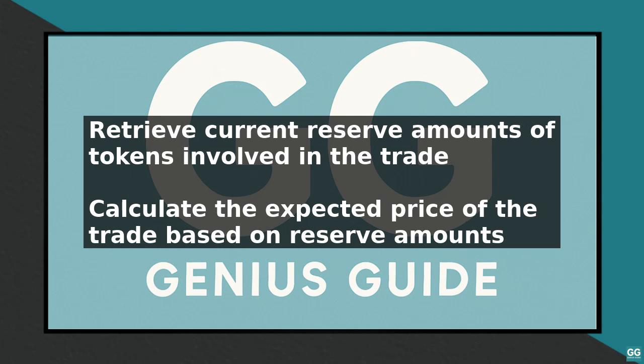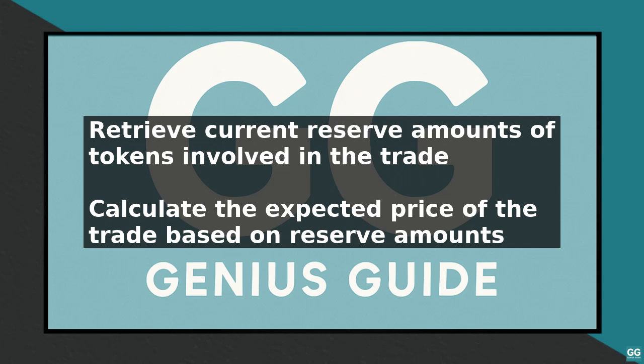To calculate slippage, follow these steps. Start by retrieving the current reserve amounts of the two tokens involved in the trade using the Uniswap SDK. Then, use the function provided by the SDK to calculate the expected price of the trade based on these reserve amounts. Next, execute the trade and retrieve the actual price at which the trade was executed. You can do this by checking the transaction receipt or by querying the Uniswap protocol directly.